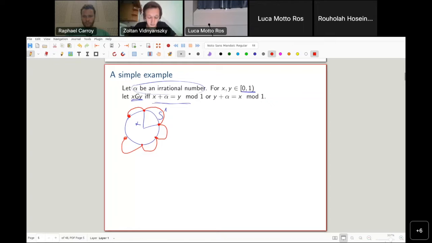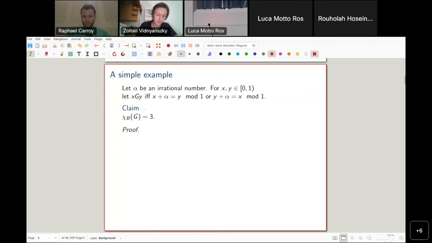Okay, so this is the example, and my first easy claim is that its Borel chromatic number is not 2, as its usual chromatic number, but it's 3. Okay, so how do we show that? Well, let me show the lower estimate, that its Borel chromatic number is greater than 2. So assume that it has a Borel 2 coloring.